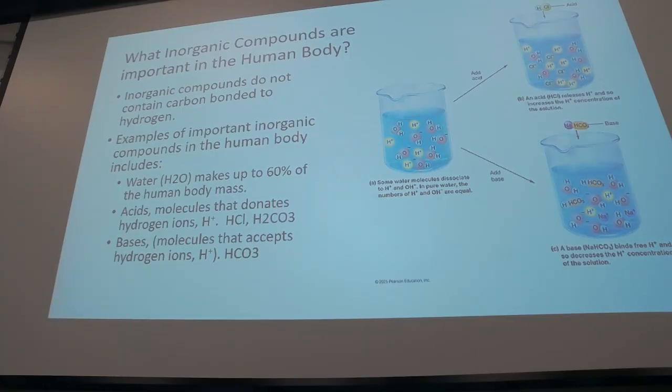Okay, so now let's talk about inorganic compounds. Inorganic compounds are compounds that do not have carbon and hydrogen bonded. Organic compounds have carbon and hydrogen, while inorganic compounds do not. So examples of these important compounds in our body will be water. It can make up to 60% of the human body mass, and water will be the universal solvent.